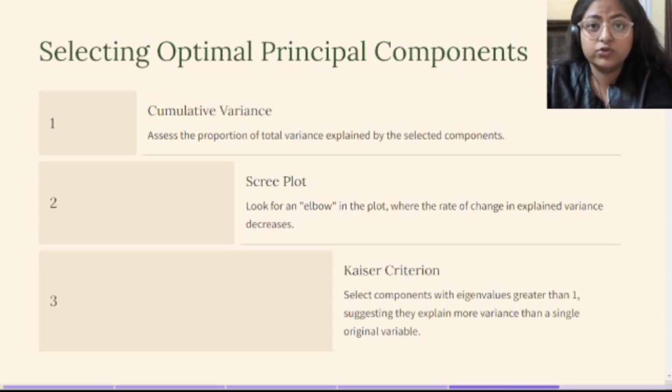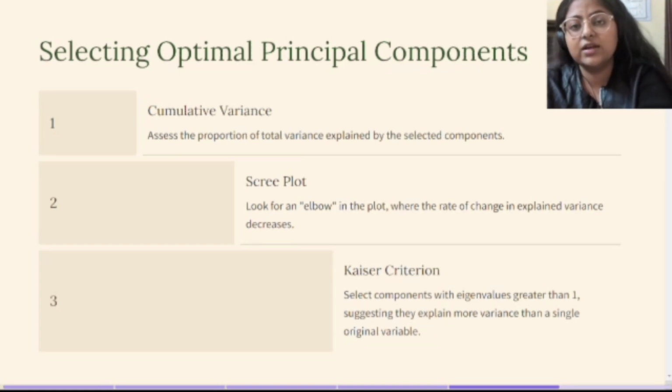Third method is to use the Kaiser criterion. The Kaiser criterion selects components with eigenvalues greater than 1, suggesting that they explain more variance than a single original variable.